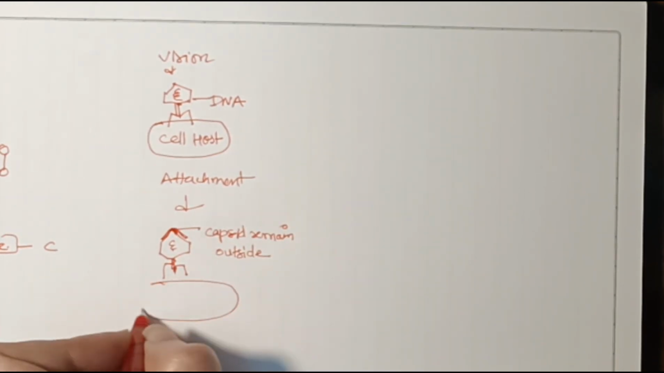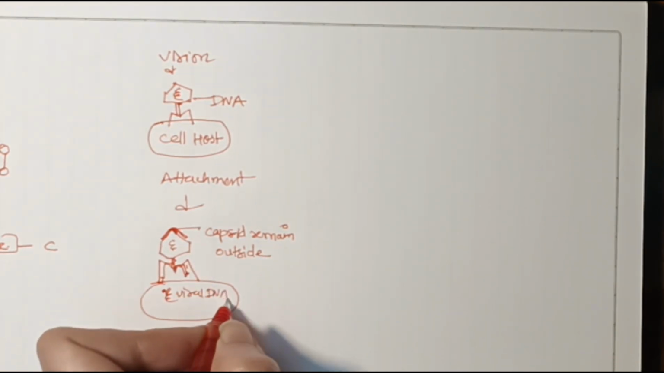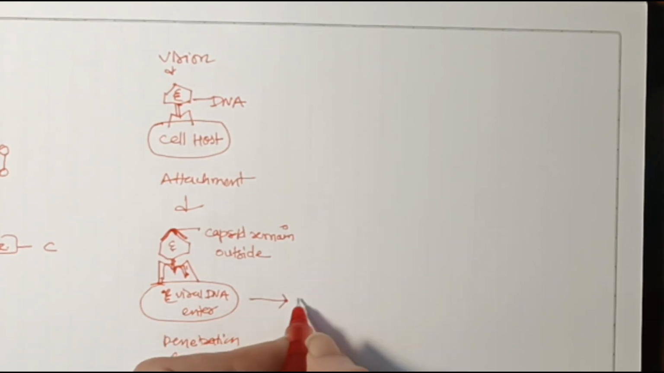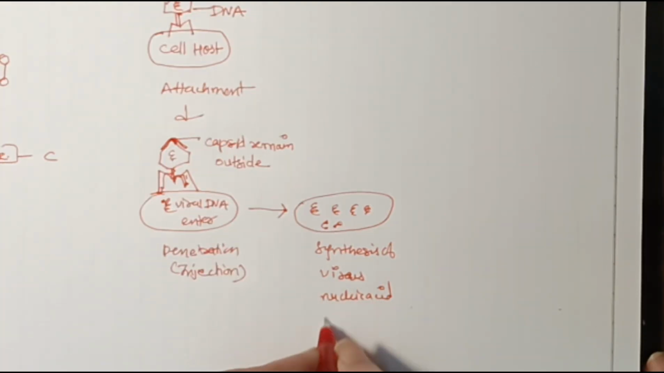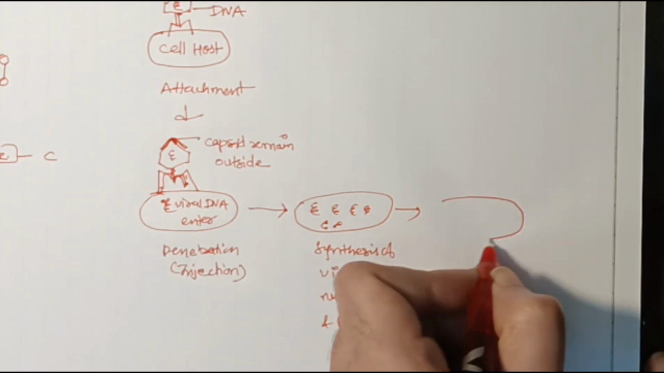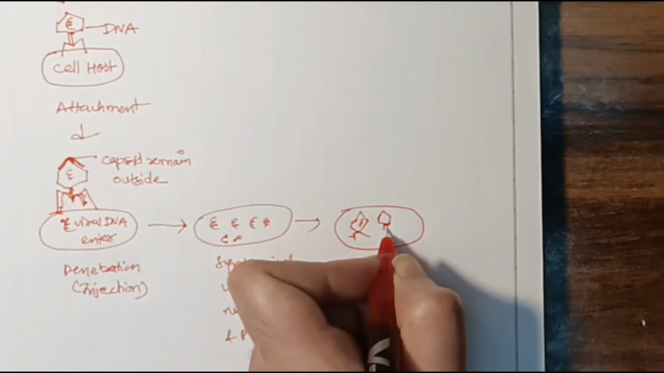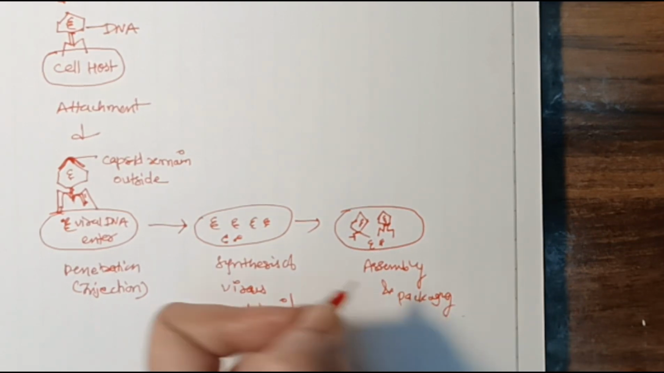Then biosynthesis takes place. The host cell's machinery is hijacked to synthesize viral components, that is the DNA and protein. Then assembly happens. New viral particles, that is virions, are assembled inside the host. Then lysis, that is the host cell bursts open, releasing newly formed viruses that can infect other cells. Examples are the T4 bacteriophage infecting E. coli.